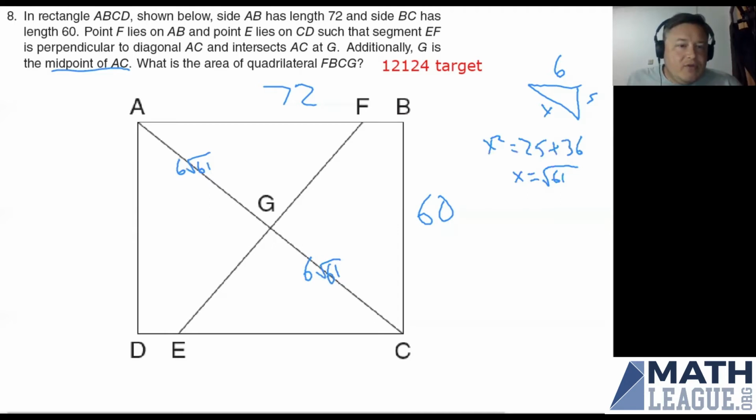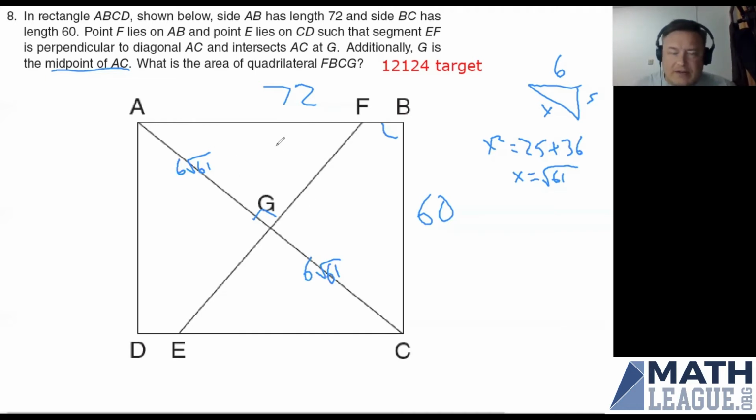Okay, what else have we been told? Segment EF is perpendicular to diagonal AC. So we have a right angle here, just like we had a right angle at B in the original triangle. Now this is where things get interesting for us, right? We started with triangle ABC and we got that hypotenuse. Now we can look at triangle AGF.